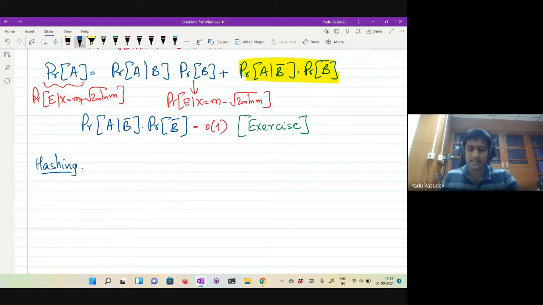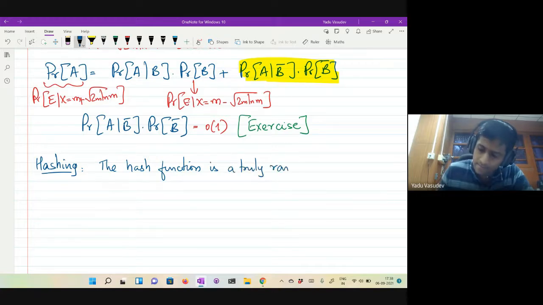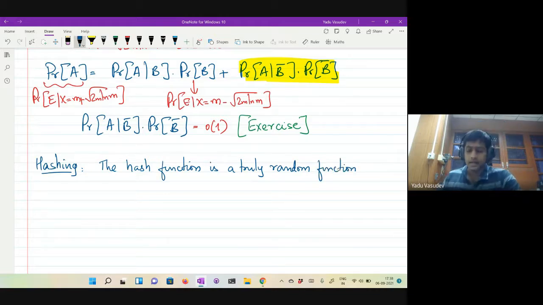And in all the analysis that we have done regarding the size of the bin, what we've actually shown is for chain hashing. There are a couple of assumptions that we make. You're doing hashing where the hash function is a truly random function. We have assumed that. That is what the balls and bins model is assuming. You have a truly random function.